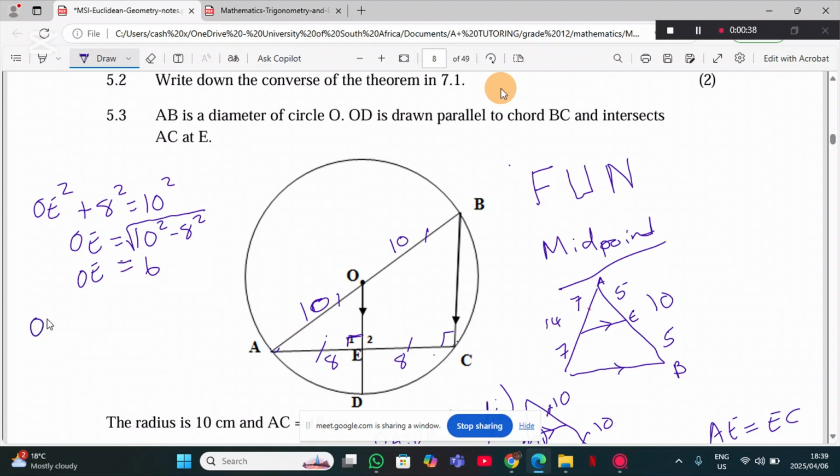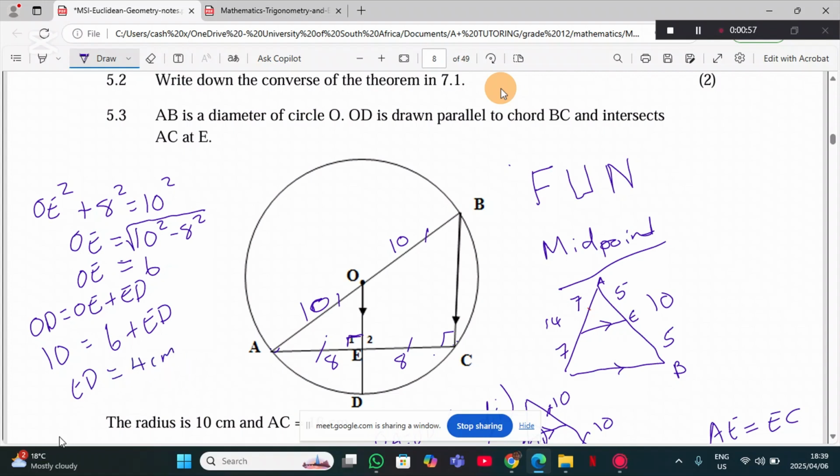And so now OD is equal to OE plus ED. OD is the entire radius, which you are given as 10. OE you have calculated as 6. What you need is ED. Therefore, ED is 4.